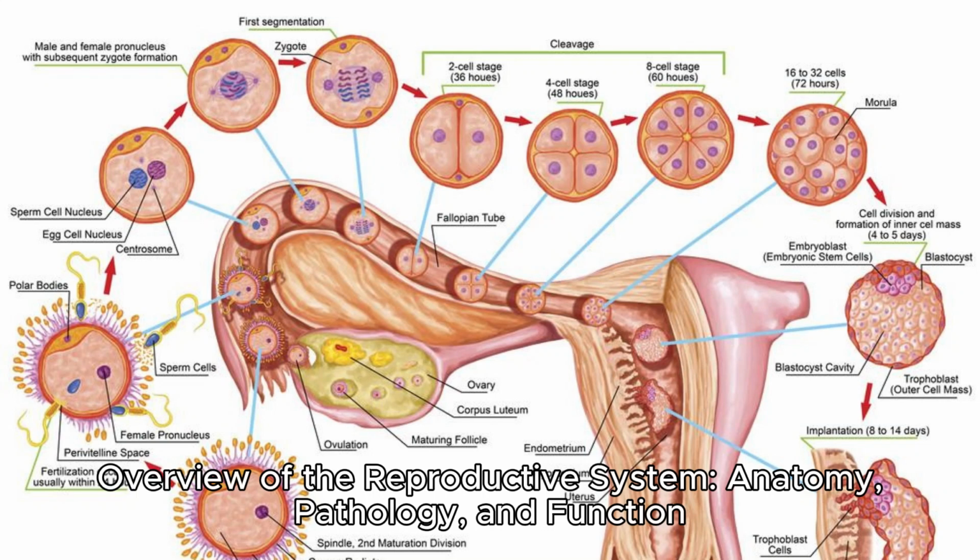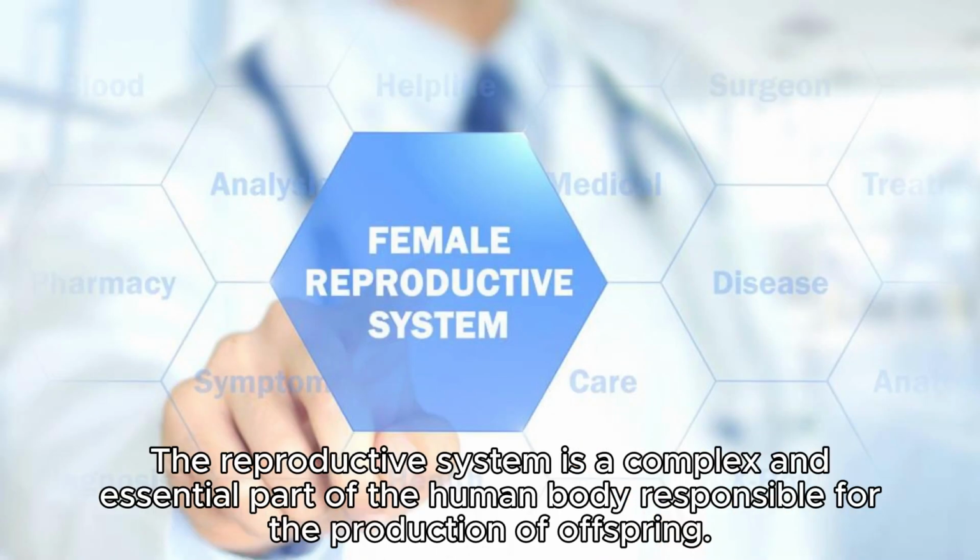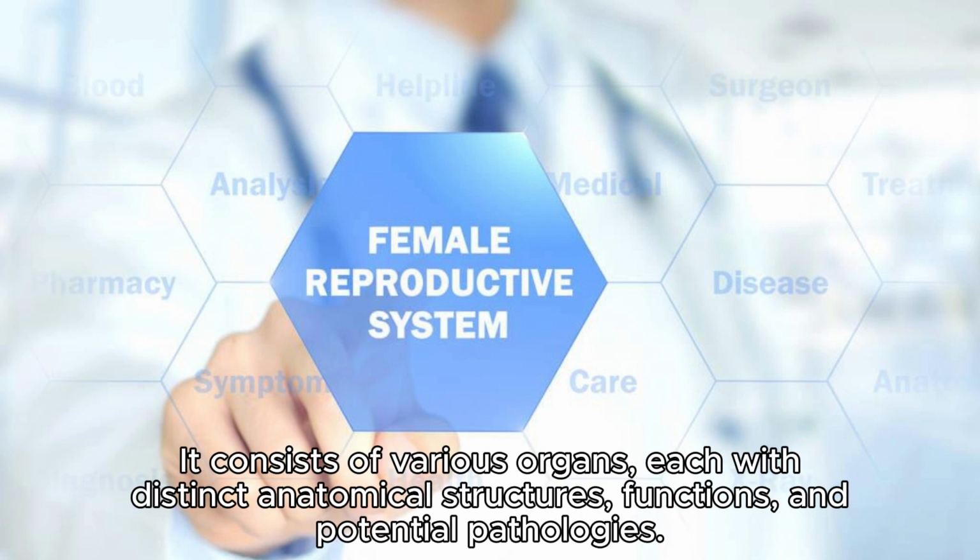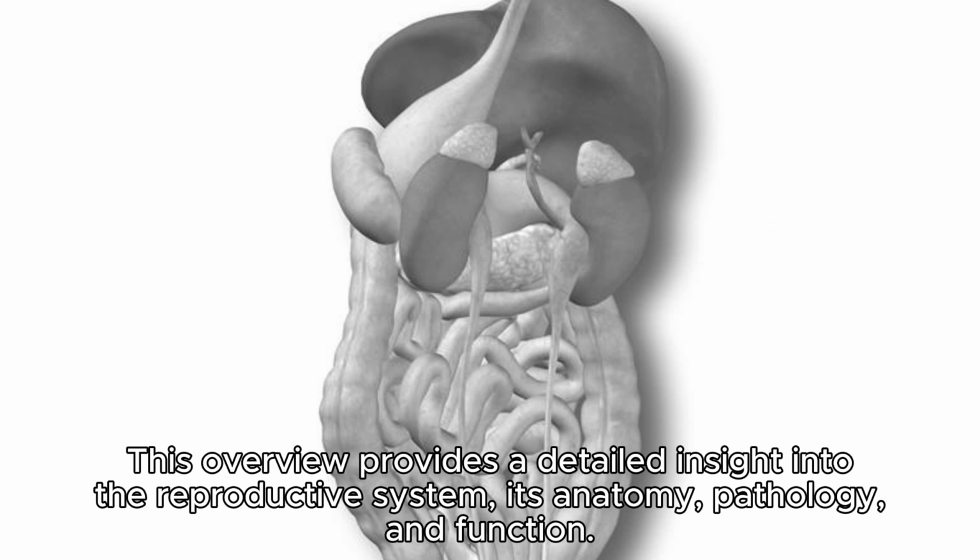Overview of the reproductive system: anatomy, pathology, and function. The reproductive system is a complex and essential part of the human body responsible for the production of offspring. It consists of various organs, each with distinct anatomical structures, functions, and potential pathologies. This overview provides a detailed insight into the reproductive system, its anatomy, pathology, and function.